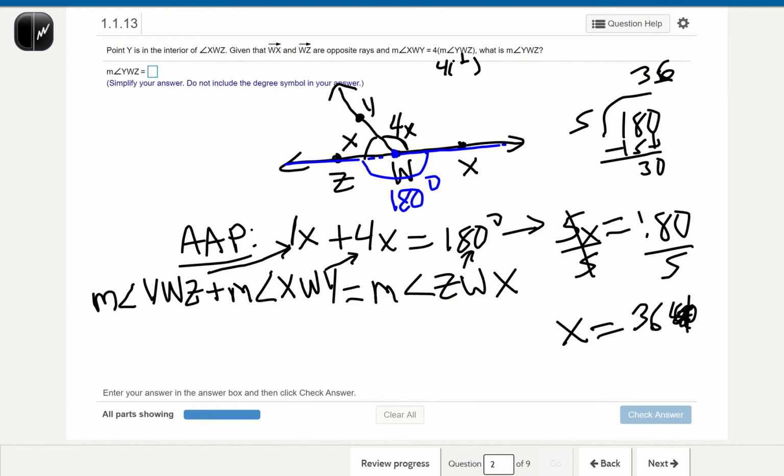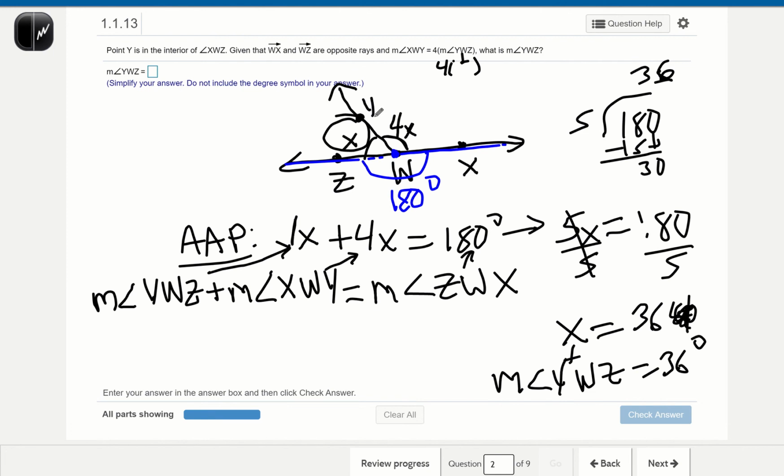We said that x is this angle here, which is WYZ. So basically we know what WYZ is. So the measure of angle YWZ, I mean, I said WYZ earlier, is equal to 36 degrees, and we're done there because x happens to be the same thing as that angle. Then we could just type that into the answer, and that would be it.